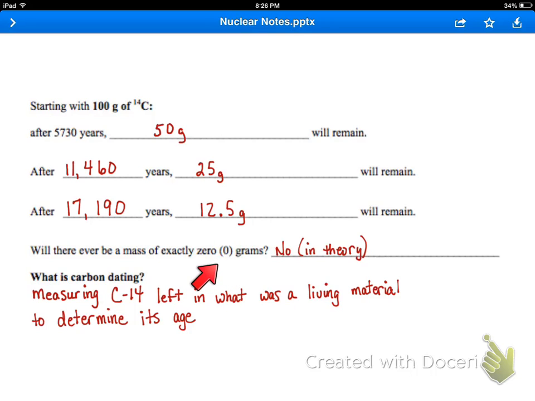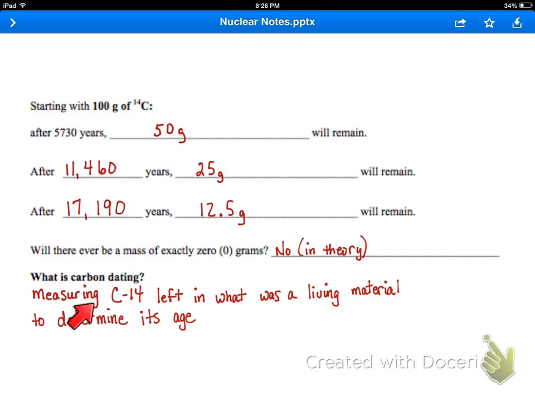In theory, would you ever have zero left? In theory, you would not, because it would just get smaller and smaller and smaller. As a practical thing, when it got too small to measure, then you couldn't measure it anymore, but there would still be some atoms left.